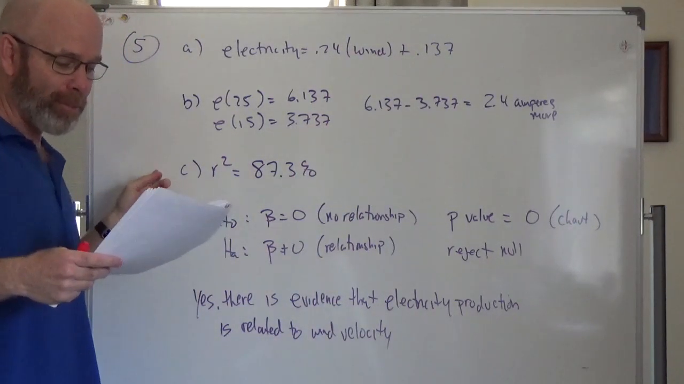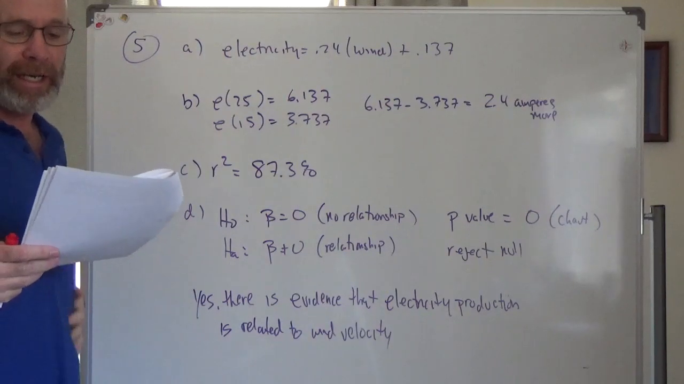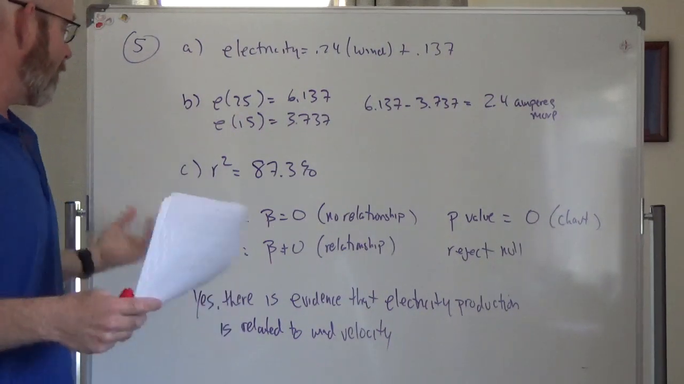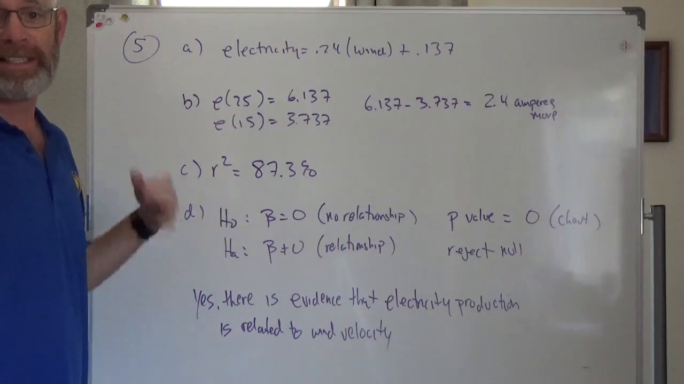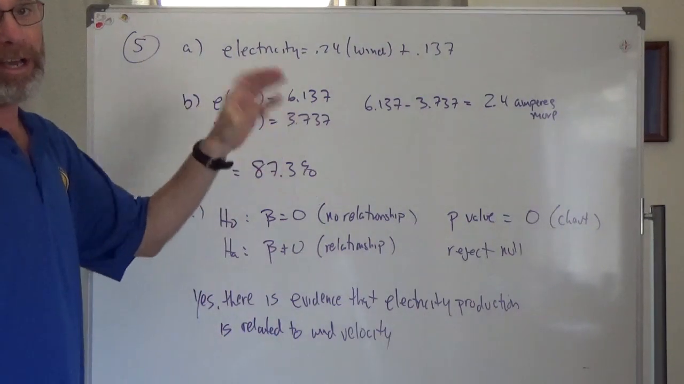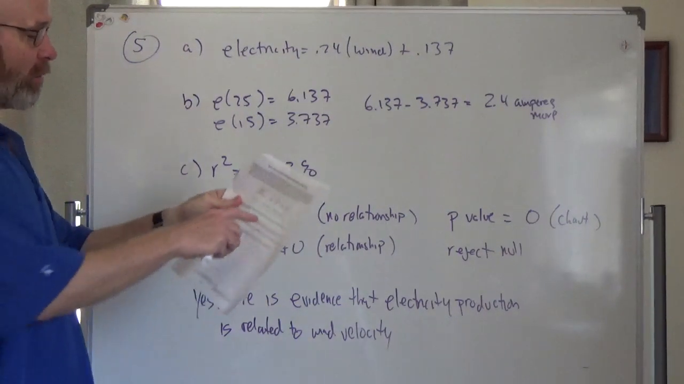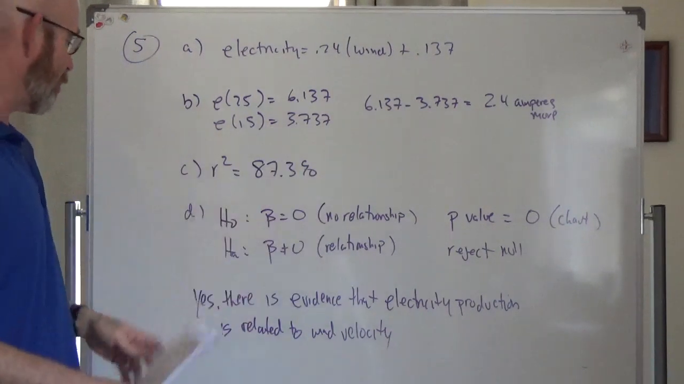Part C says, what proportion of the variation in electricity is explained by the relationship with wind velocity? So that specifically is just r squared. That is the definition of r squared. The percent of y that can be explained by the percent of x. So 87.3%, r squared was given right here, 87.3%.